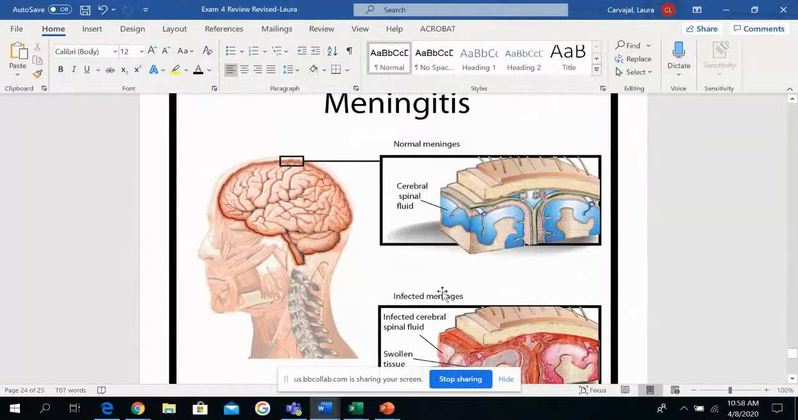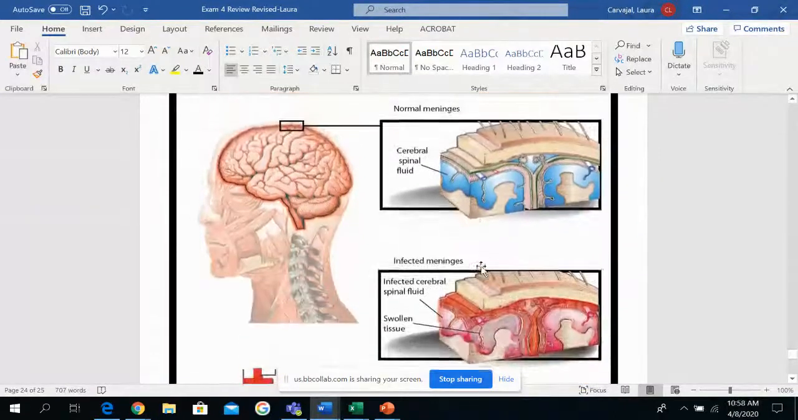Meningitis is an infection of the meninges. So here are your meninges where they're healthy, they're happy. You know, the cerebrospinal fluid is clear, it's looking good. If there is an infection, you have a swollen tissue because of the inflammatory response of our immune system that gets triggered. The cerebrospinal fluid gets infected because there's probably pathogens in it, like free floating bacteria. So it's not a good time.